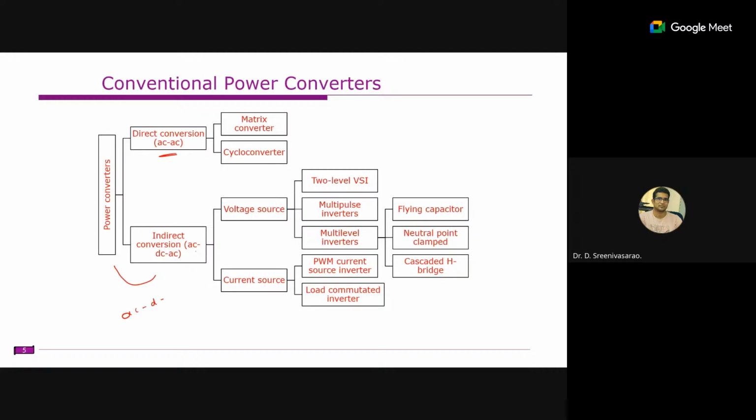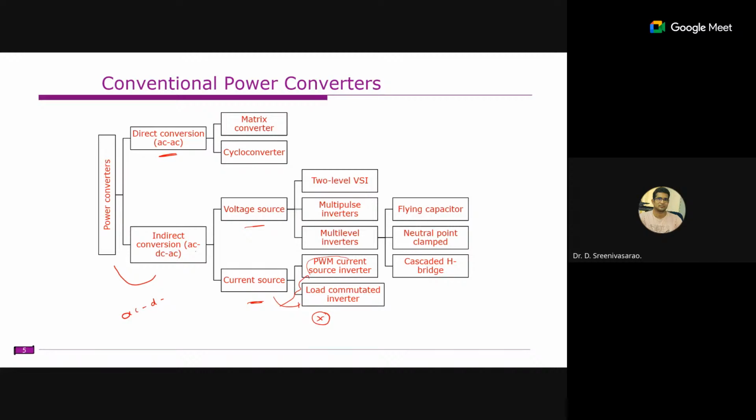Right. So we have two options basically: the voltage source and the current source. In the early days, current source was especially useful for motor drives and HVDC applications. One is the line commutated inverters and the PWM current source inverters. These were popular, but nowadays we are no longer using these kinds of converters. So now we move to the voltage source inverters.